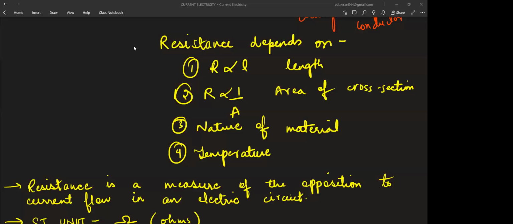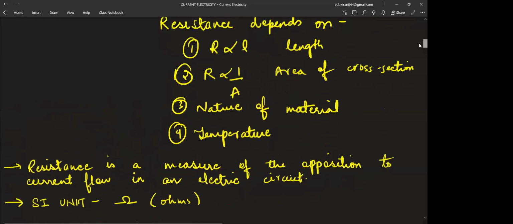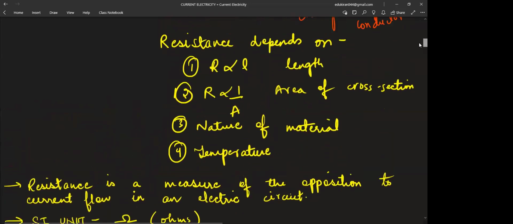How will you understand that resistance is depending on the nature of material? See, this way, you will see that resistance is unique for every object. Like if it is copper, the resistance of copper has a fixed value. So resistance is a measure of the opposition to current flow in an electric circuit. SI unit is ohm. So this is what is meant by resistance.